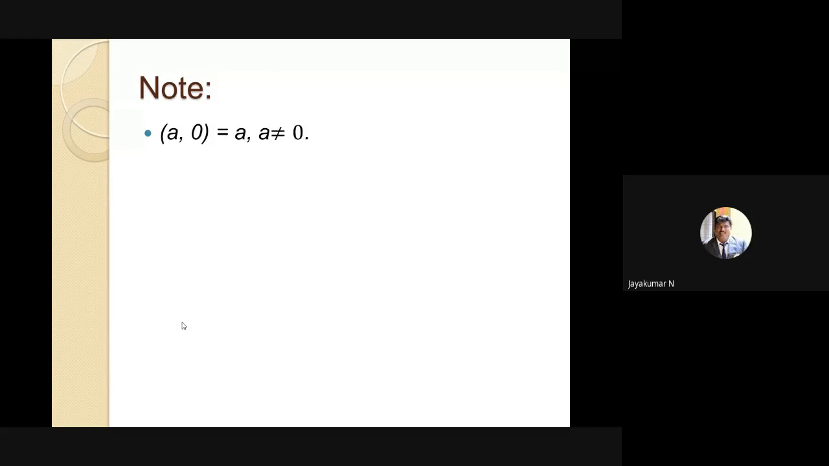So what I said now is that the GCD of a comma 0 is a, where a is non-zero. One thing you have to clearly understand, please listen carefully; this is a main notation. The GCD of a comma minus b, or the GCD of minus a comma b, or the GCD of minus a comma minus b, for these three cases, is the same as the GCD of a comma b.